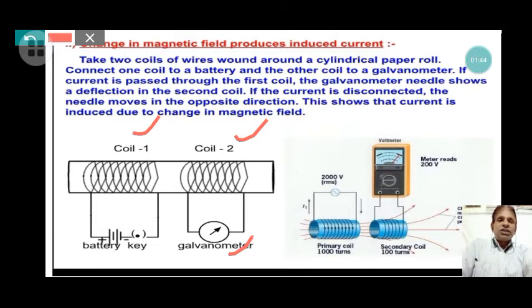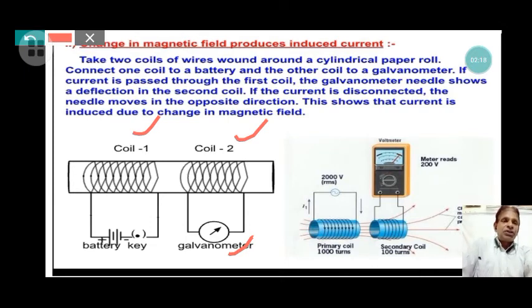Another coil is connected. If current is passed through the first coil, when current is switched on in the first coil, a magnetic field is produced in it, and this magnetic field interacts with the second coil. Due to the interaction of the magnetic field produced by the first coil, electric current is produced in the second coil, and in the presence of this electric current the pointer of the galvanometer is deflected.